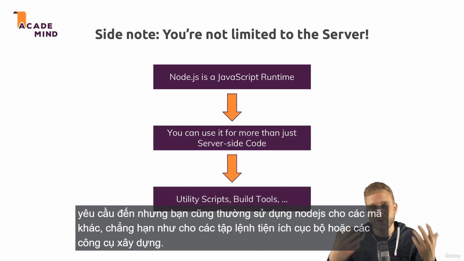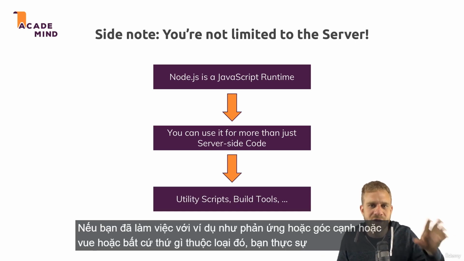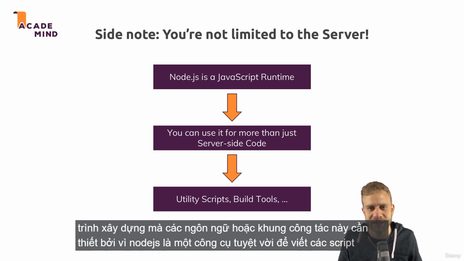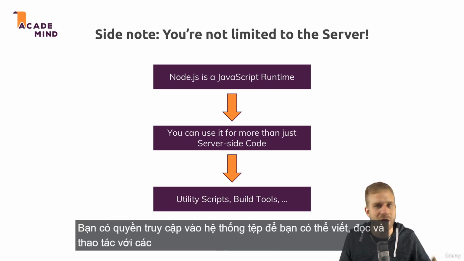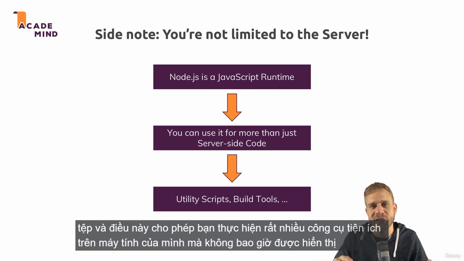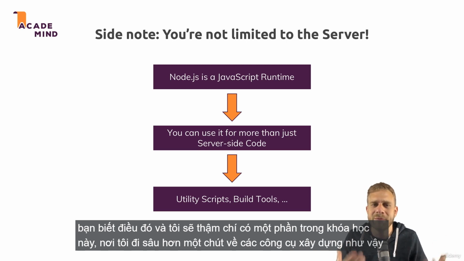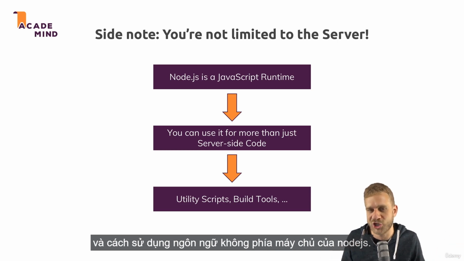For example, for local utility scripts or build tools. If you worked with, let's say, React or Angular or Vue or anything of that kind, you actually used Node.js indirectly a lot for all the build processes these languages or frameworks needed. Because Node.js is a great tool for writing utility scripts. You have access to the file system, so you can write and read and manipulate files. And this allows you to do a lot of utility stuff on your computer that is never exposed to the public. And I just want you to know that, and I'll even have a section in this course where I dive a little bit more into such build tools and non-server-side language usages of Node.js.